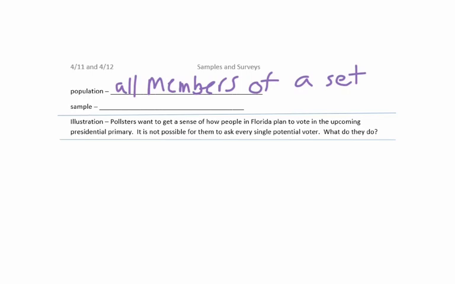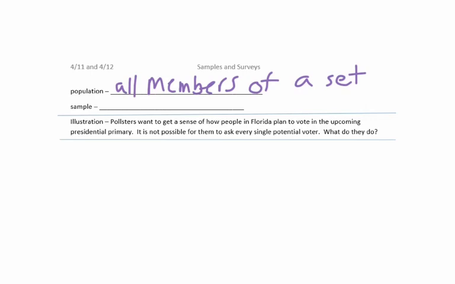Your population could be all students at Atlantic Coast. It could be all teenagers, all Floridians, all Americans. Your population could be all Americans of Hispanic descent, okay? It could be just some group that you are interested in information about that group, okay?